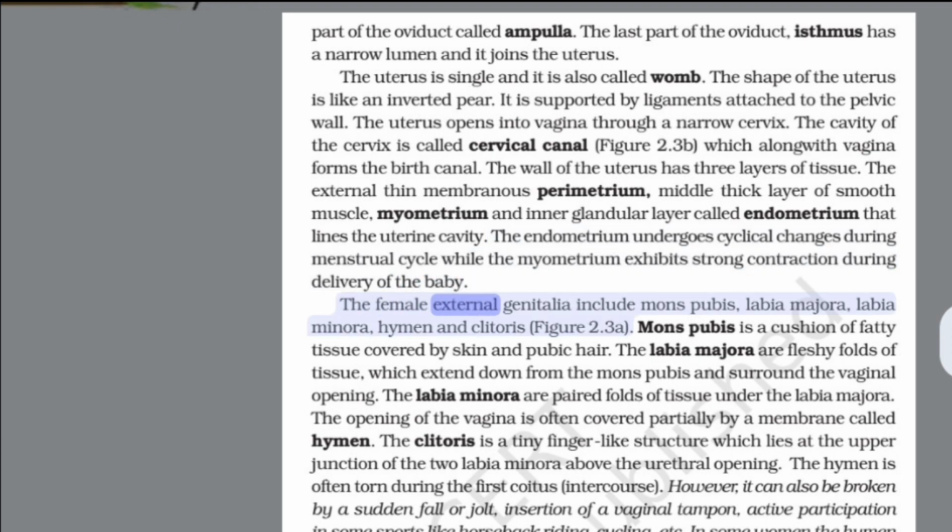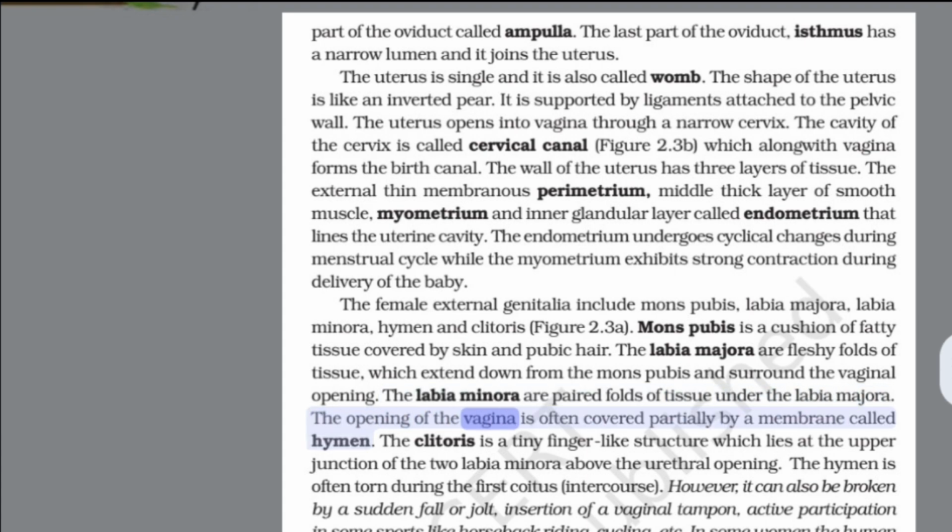The female external genitalia include mons pubis, labia majora, labia minora, hymen, and clitoris. Mons pubis is a cushion of fatty tissue covered by skin and pubic hair. The labia majora are fleshy folds of tissue which extend down from the mons pubis and surround the vaginal opening. The labia minora are paired folds of tissue under the labia majora.